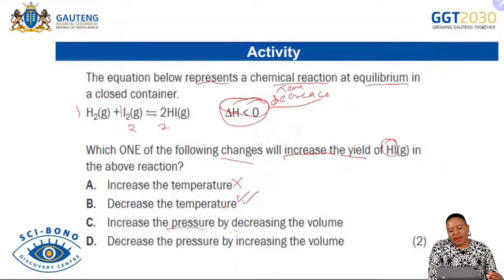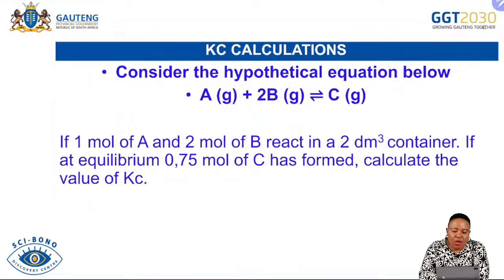Increase in pressure by decreasing the volume, or decrease in pressure: remember, we have already identified that it doesn't have any effect, because the number of moles on both sides is equal. This one actually is the same as the one that we were using to calculate Kc.